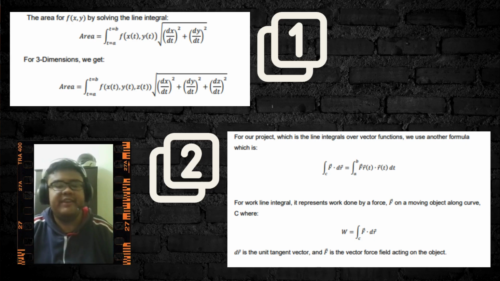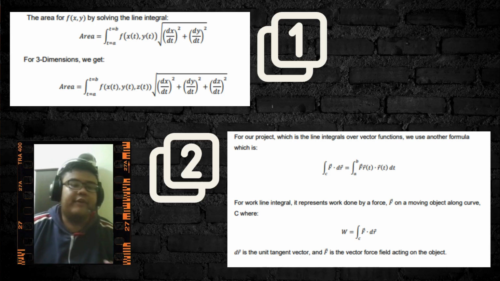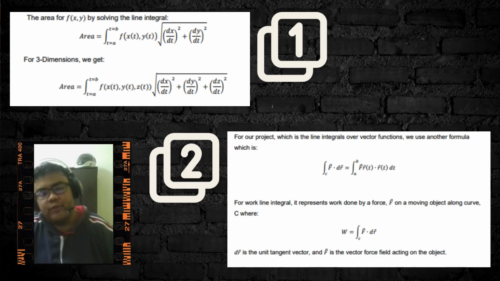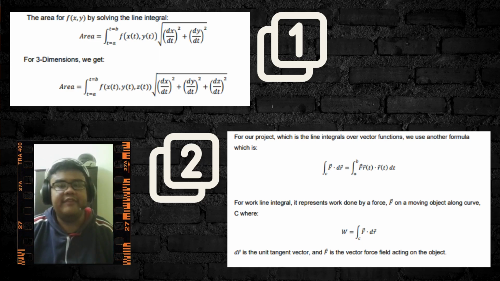One of the most significant applications of line integrals in physics is calculating work done by a force field F on a moving object along a curve C. This work is denoted as W. We determine the work W as the line integral of the vector field F dotted with dr along the curve C. dr is the unit tangent vector and F is the vector field acting on the object.